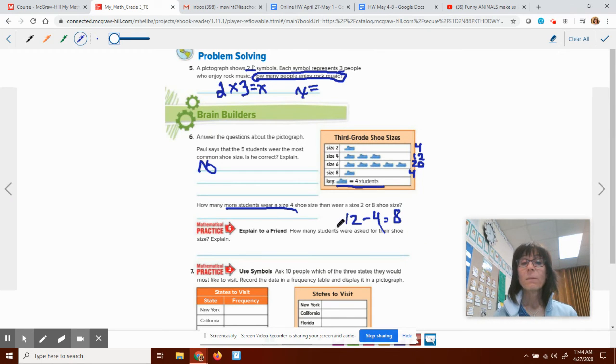How many students were asked for their shoe size? If you add 1, 2, 3, 4, and my friends, I'm going to go back up here. When they say the question, Mrs. Swint was incorrect here because it says wear a size 2 or 8. Well, if I had 4 wearing size 2 and 4 wearing size 8, let's switch this around. It's actually 12 minus 8, isn't it? You got me there, didn't you?